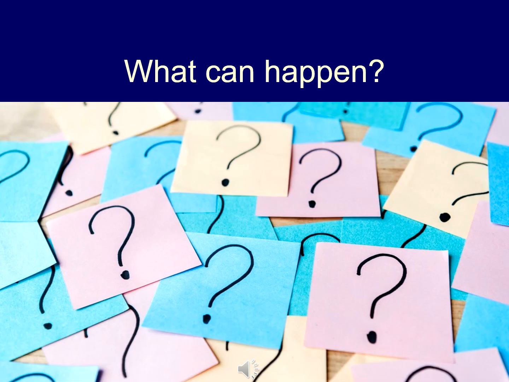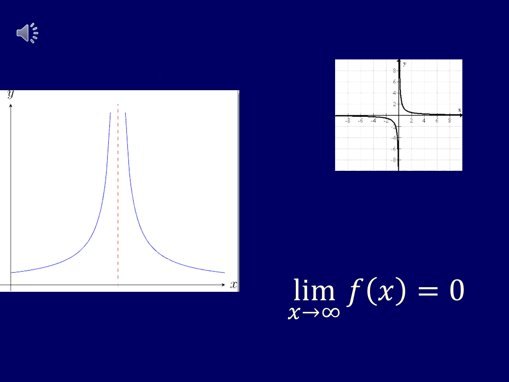So what we want to figure out today is exactly what can happen over at the right side of your graph. What are the possibilities when x gets very large and goes toward infinity? For the most part, there are three things we're going to look at.